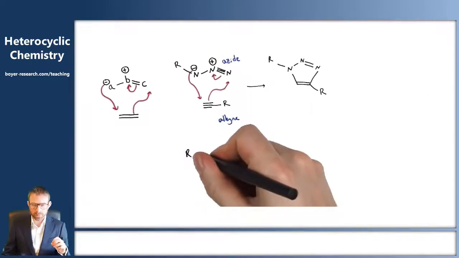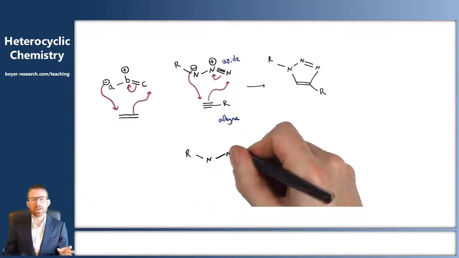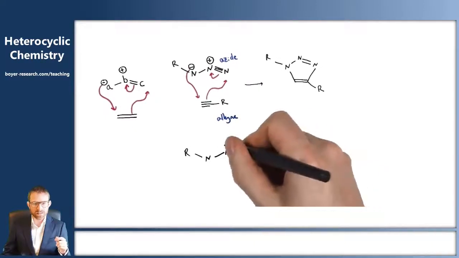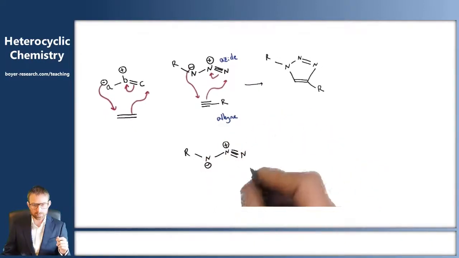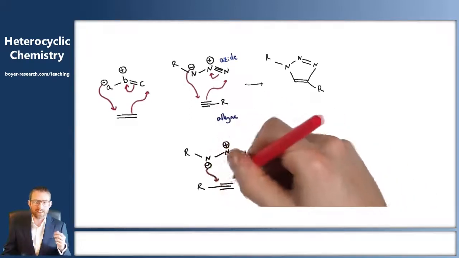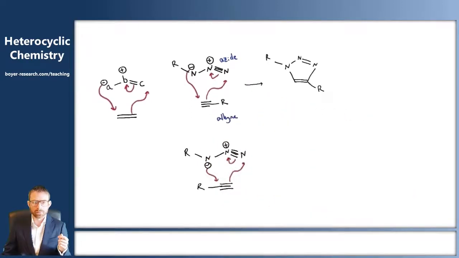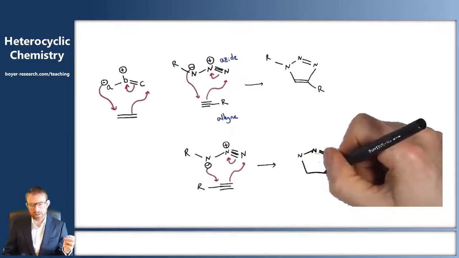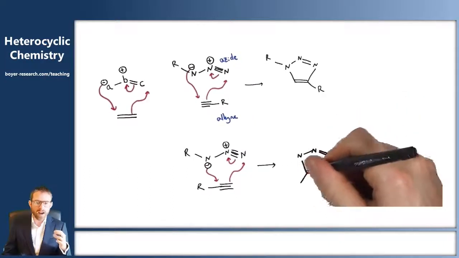However, there is no reason we can't draw this the other way around. So our azide is in exactly the same position, but now our alkyne is facing the opposite direction. We'll draw the exact same arrows again, but we'll see that now, instead of the R groups being 1,4, like at the top of the video, they're now at the 1,5 positions.